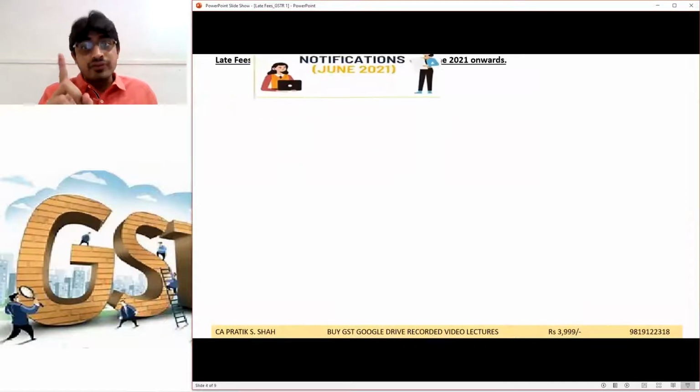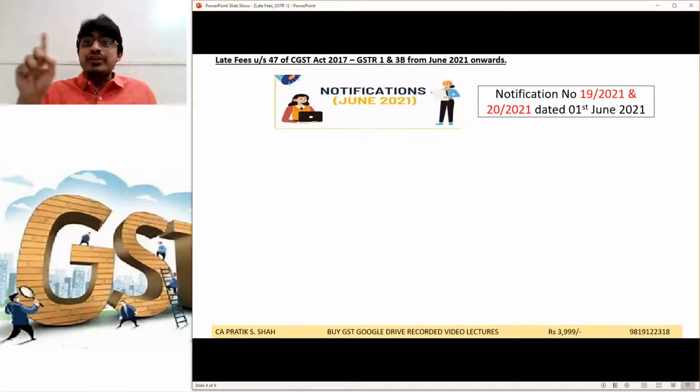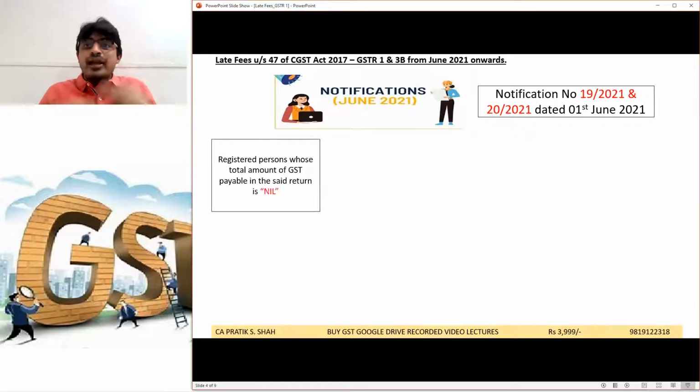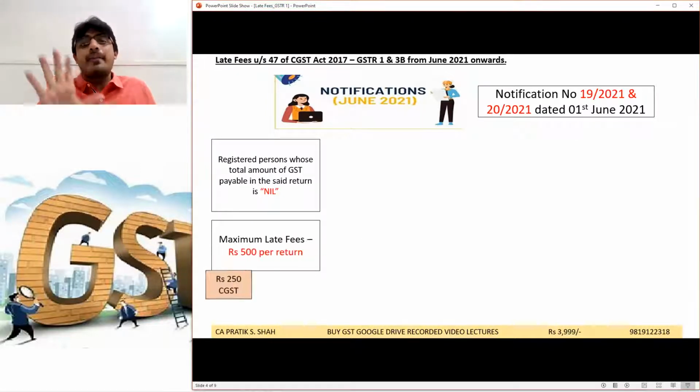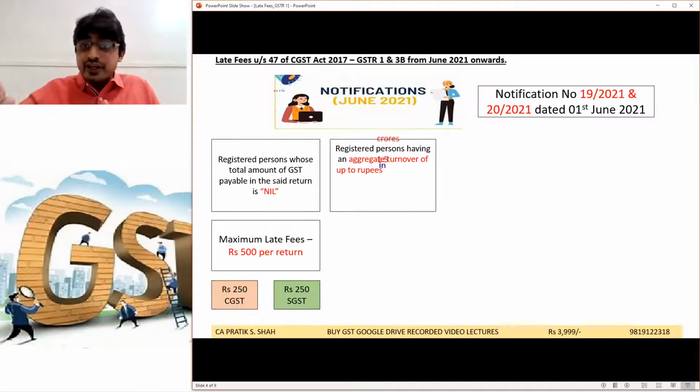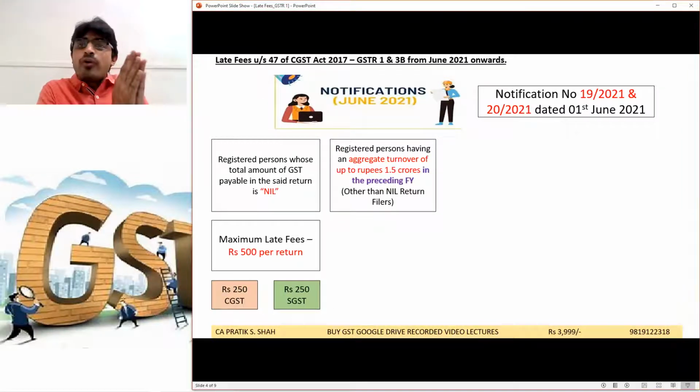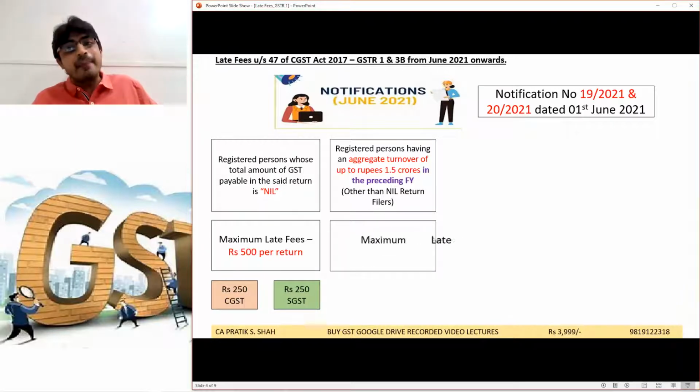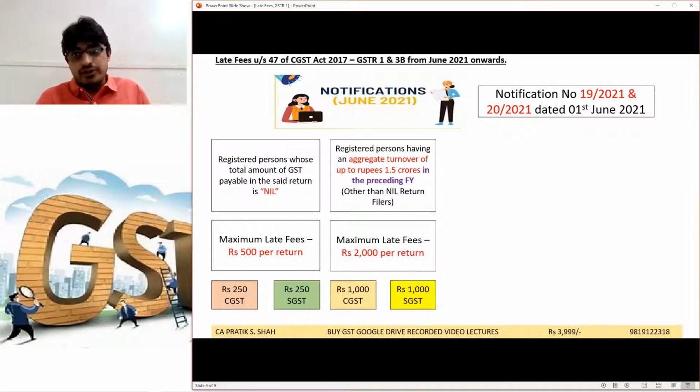To understand this, we have to read one notification. Notification number 19/2021. The late fee is applicable in 4 categories. Say during the month, my GST liability is nil. Total turnover is nil. Total amount of GST payable is nil. Then the maximum late fee applicable is only rupees 500 per return: 250 CGST, 250 SGST. If my turnover is greater than 0 but below 1.5 crore in the preceding financial year, then what is the late fee applicable? Late fee is 2000 per return.